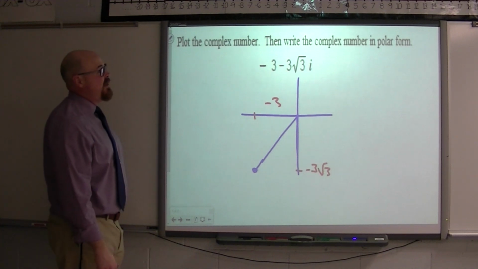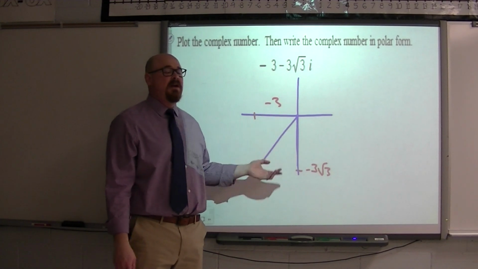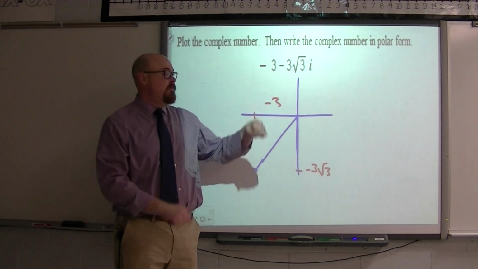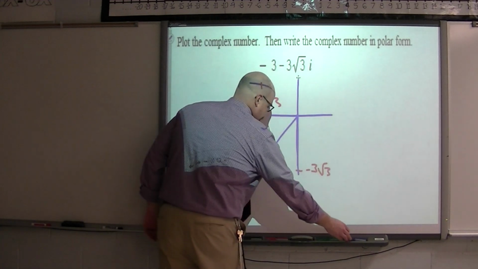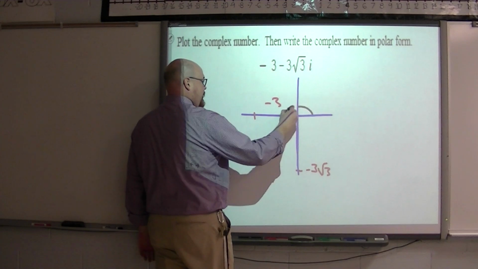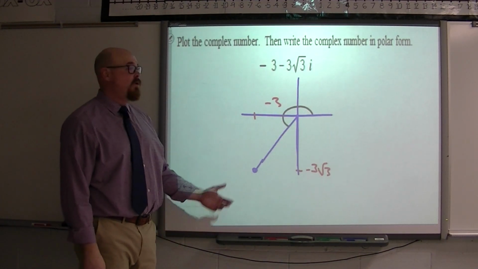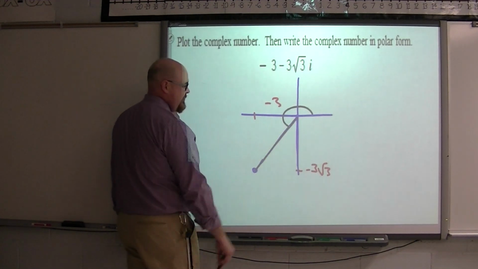They want to know what that number is in polar form. Remember, polar coordinates are not about left and right and up and down. Polar coordinates are about out and around, right? So how did we get to this point? We got to that point by rotating this far around the polar axis, or around the pole. And then we got out to here by moving this distance.